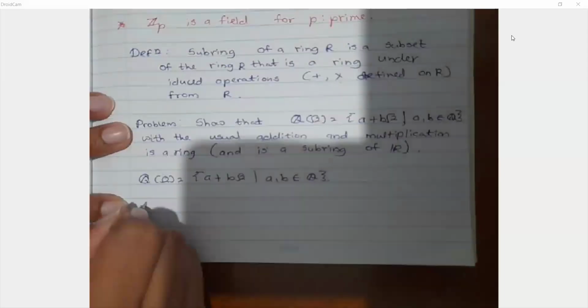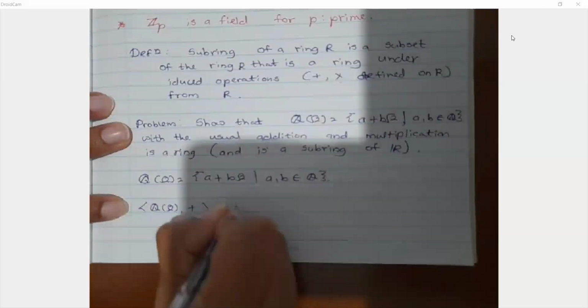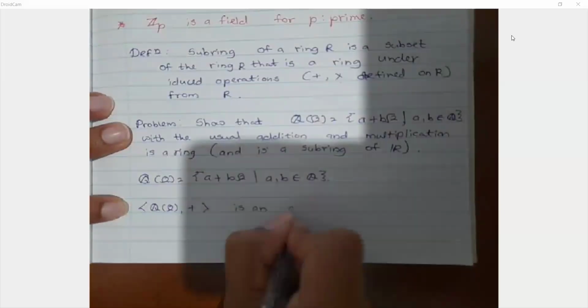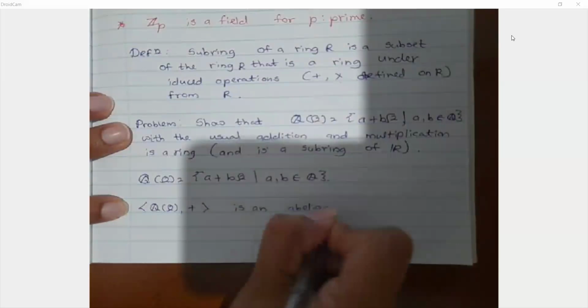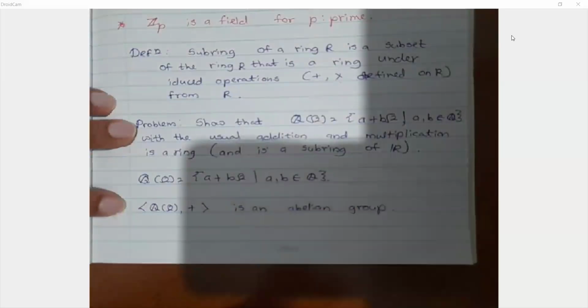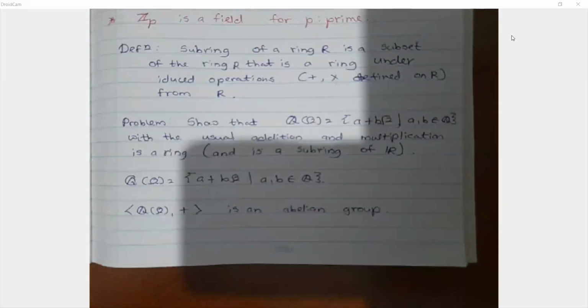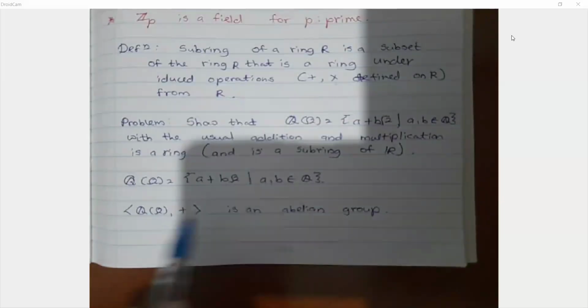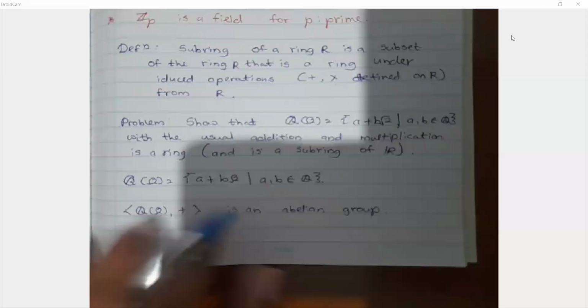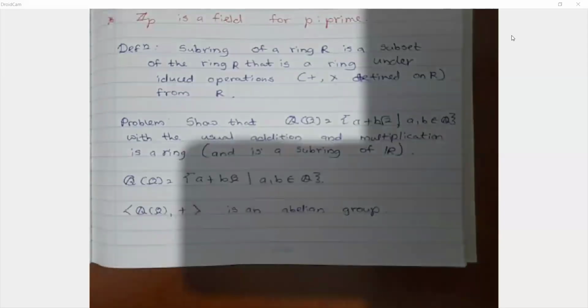First, we know that Q of root 2 together with addition is an abelian group. To see this, we want to show that it's closed under addition, right? And then commutativity holds because these numbers are real numbers. Addition is commutative in the group R. Therefore, addition over here also is commutative. It's an inherent property.